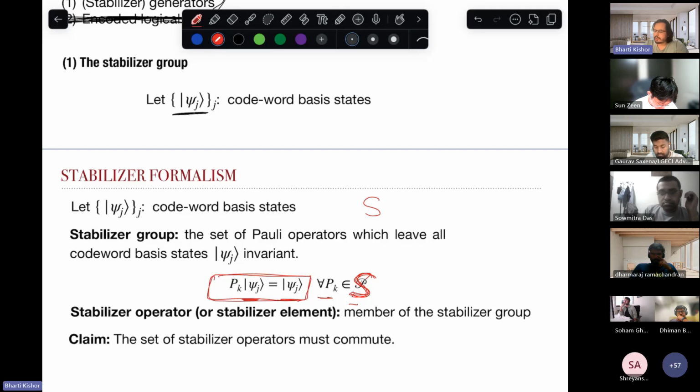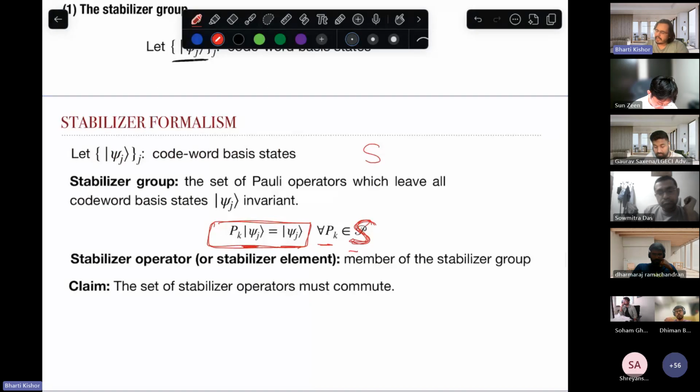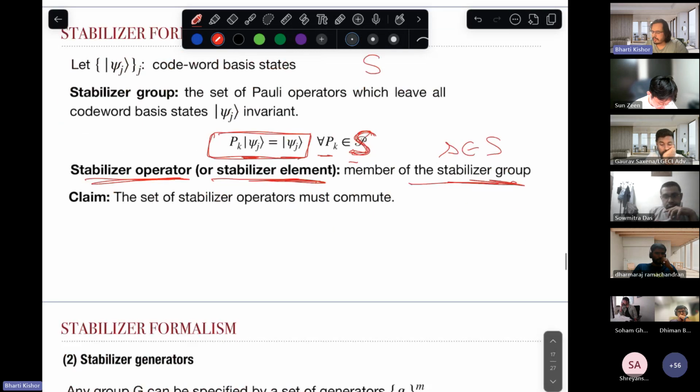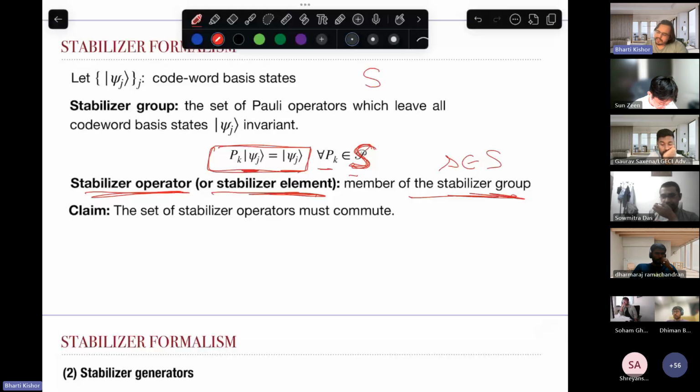So a stabilizer group is a set of Pauli operators which leave all code word basis states invariant. Any stabilizer operator or stabilizer element is a member of the stabilizer group. So any S which belongs to this capital S group, we call a stabilizer operator. Now it's very easy to see that the set of stabilizer operators must commute, because they are Paulis, and Paulis either commute or they anti-commute.